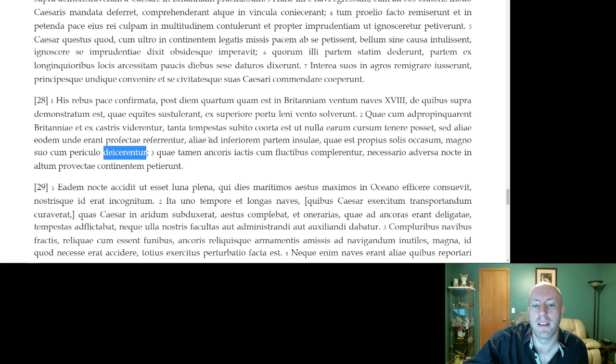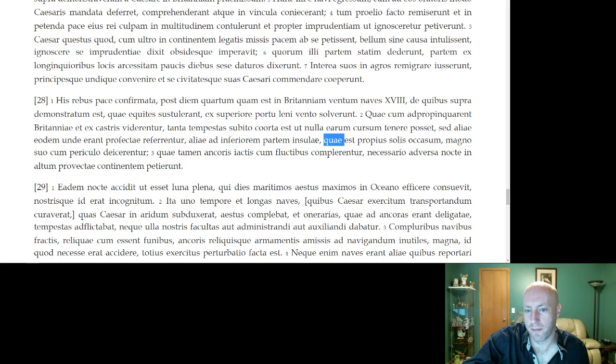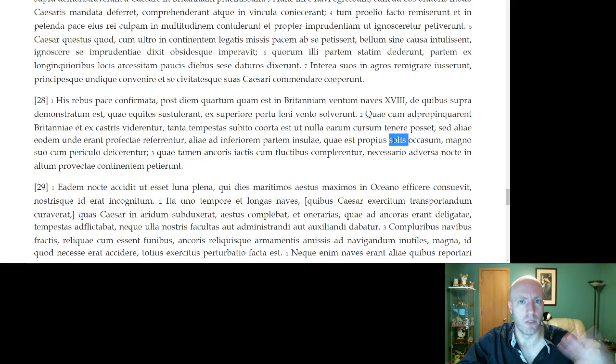They were sent ad inferiorem partem insulae, to an inferior part of the island, not in terms of quality, just in terms of like latitude or whatever. They were sent to a lower part of the island, which, and this is referring to partem, which is propius, which is closer, nearer the falling of the sun. So it's western, right? If you're looking at the screen, western. So which was closer to the falling of the sun.